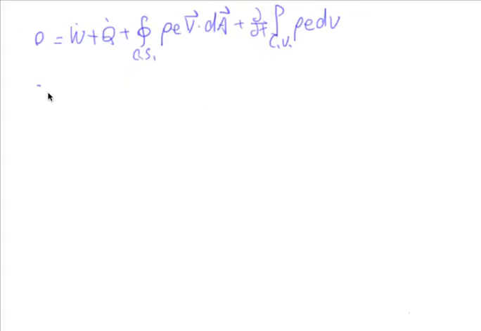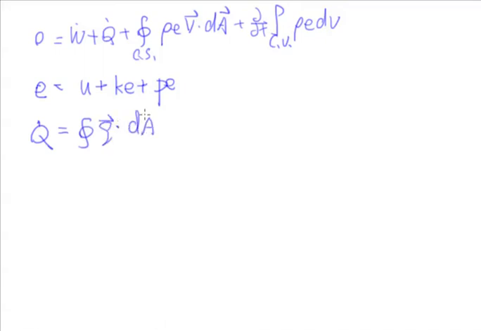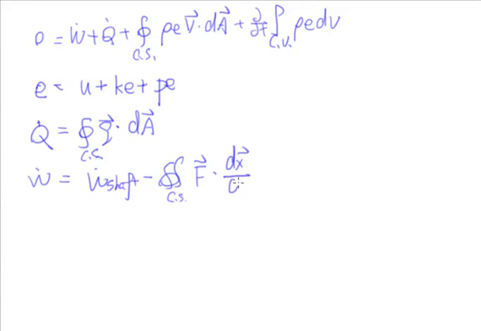Now let's take a closer look. The mass-specific energy, e, can be further expressed as internal energy plus kinetic energy and potential energy. And the heat transfer Q can be expressed as the integration of heat flux across the control surface. And work transfer can be expressed as shaft work, which is the part of work that can be extracted from the system to drive a shaft or do some other mechanical work, minus the surface work, which is the surface force times the surface velocity.